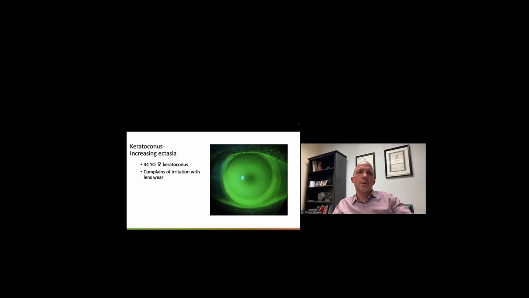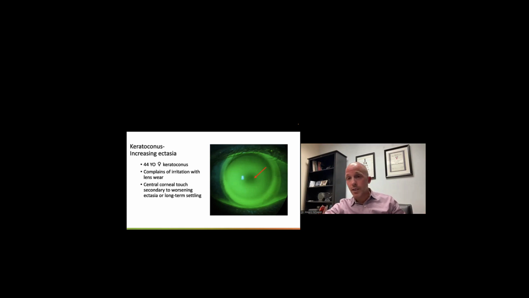This is a patient that I followed for years, a 44-year-old female patient, who came back to me as an emergent visit, complaining of irritation. And we can see from the forcing pattern that her scleral lens now is touching the apex of her cone. And so at this stage, we need to try to figure out what's going on.